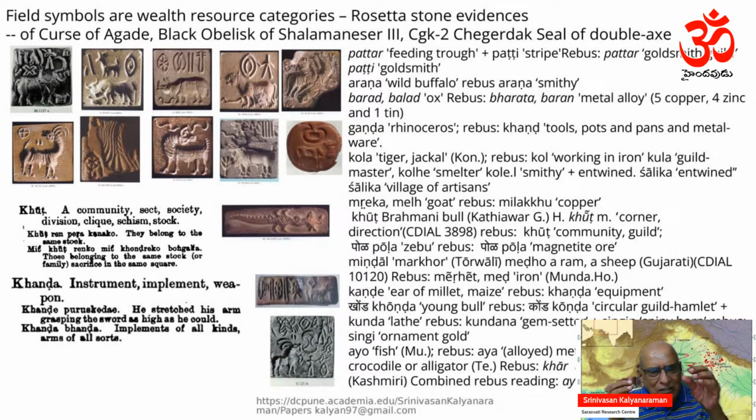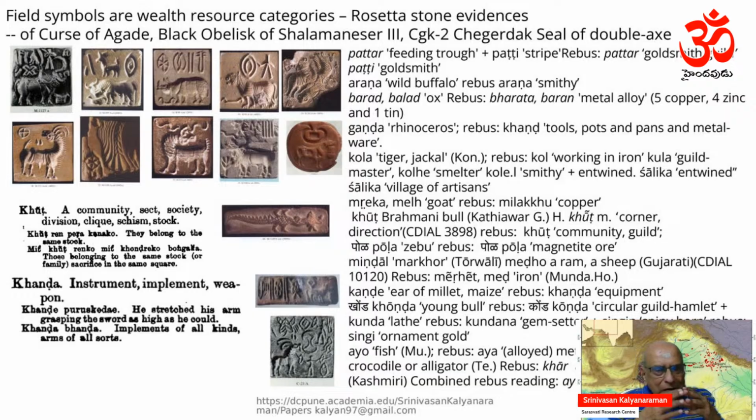So the indication of words, Kanda as a community, Kanda as instrument or implement, together with this pot or feeding trough in front of these animals, signifying a guild, is a clear indication, a Rosetta Stone evidence, that the field symbols of this elephant, rhinoceros, tiger, and so on signify wealth resources, wealth resources of the guild of smiths, guild of artisans. Now you can see the Chandradhara seal, which shows some kind of huge structure. Looks like a double axe in front of the court.